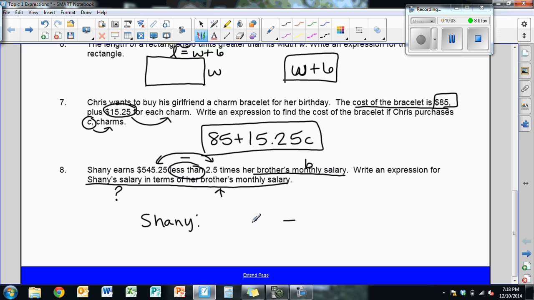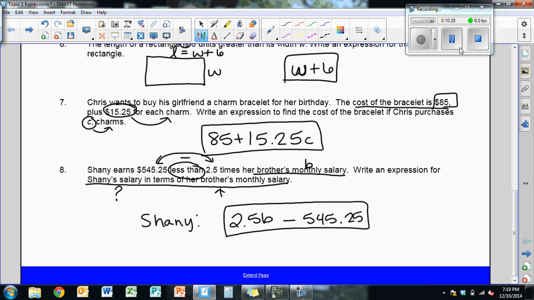So I know I'm subtracting, and in front of my less than I have 545.25. So that goes in the back of my subtraction symbol. In the back of less than, I have 2.5 times her brother's salary, or B. So that's going to go in the front. 2.5B. And that gives me my expression.